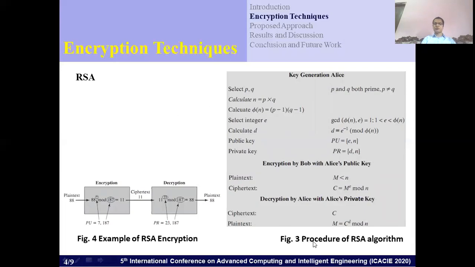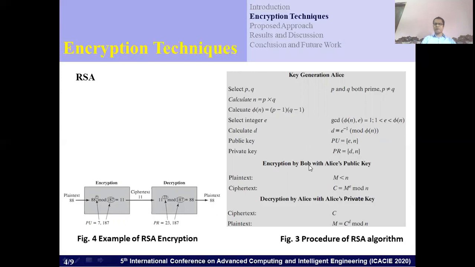Figure 3 shows the procedure of RSA algorithm. Here you consider that Bob wants to send a message to Alice. In this case, we have to calculate the public and private key at first. Let us consider that P and Q both are prime numbers. Here we have to calculate n equals P multiplied by Q. And then phi of n equals P minus 1 multiplied by Q minus 1. Then we'll choose E, where the value of E will be greater than 1 and less than phi of n. Then we will calculate D. D equals E inverse mod phi of n. And here the public and private key.